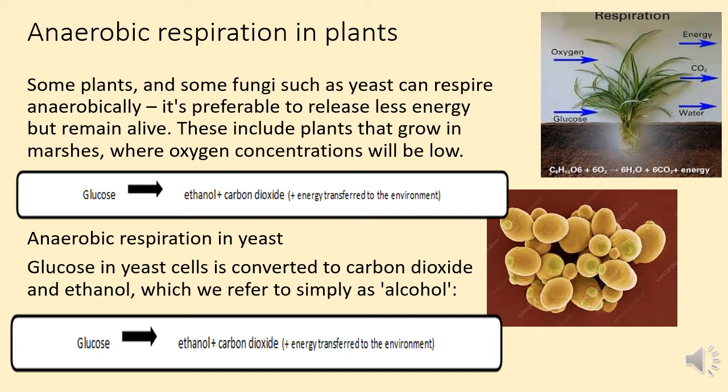So it is quite beneficial. We can have plants that grow in marshes or in areas where the oxygen concentration levels are quite low. They'll still be able to respire, they'll still be able to carry out the life processes that they need in order to survive. Another example is yeast. Glucose in yeast cells is converted to carbon dioxide and ethanol, which is simply referred to as alcohol. So there are instances where these uses are beneficial to the economy.